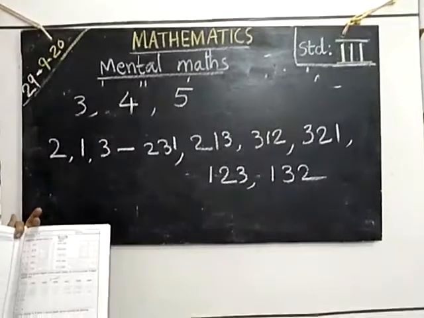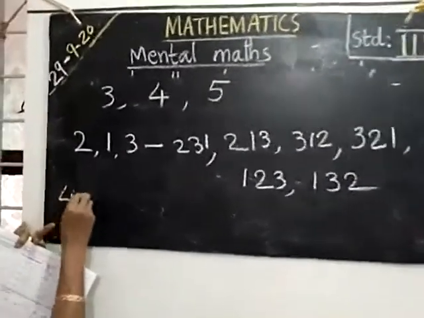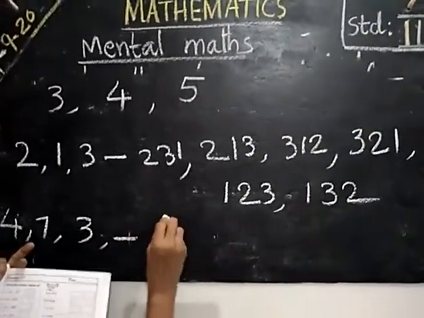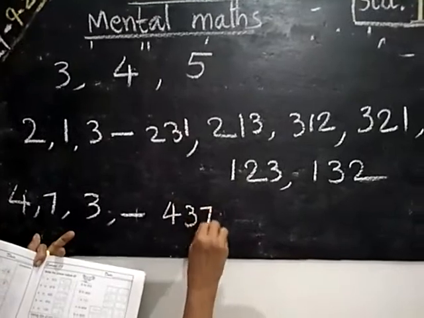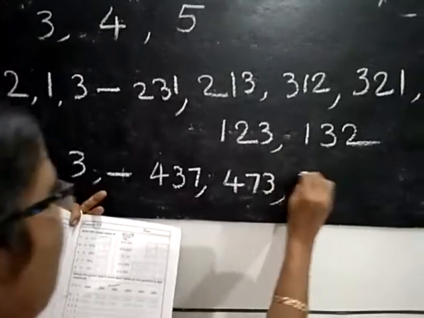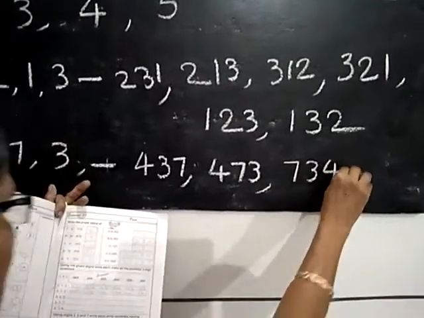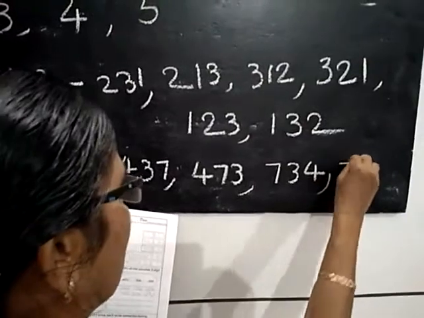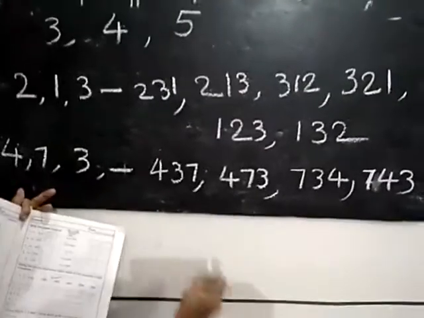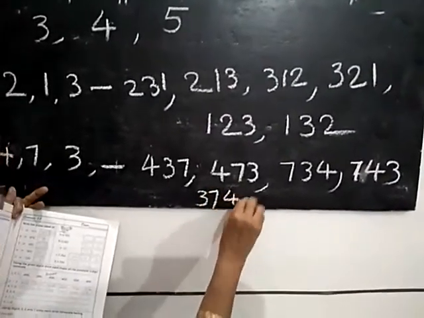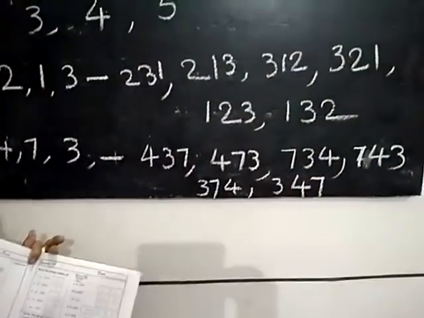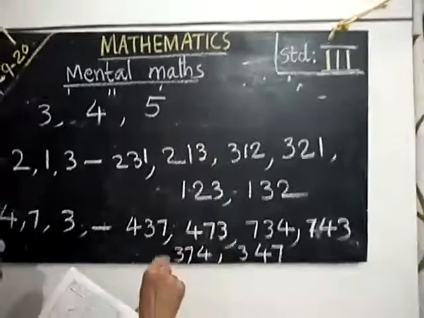You make those numbers. 4, 7, 3. Can you say the numbers? 437, 473, 734, 743, again 374 and 347. You carefully observe these numbers.